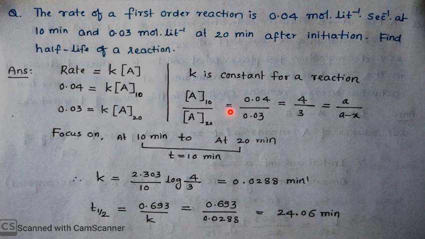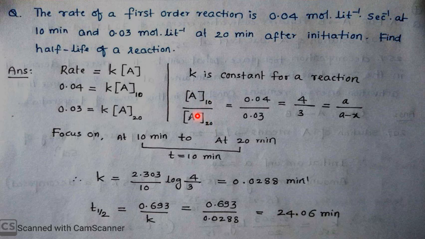Already we learned, k is a constant for a reaction. So now when k is a constant, this by this gives 4 by 3 equal to a by a minus x. Because a at 10 minute, a at 20 minute, we have to consider this is our starting point at 10 minute, at 20 minute.